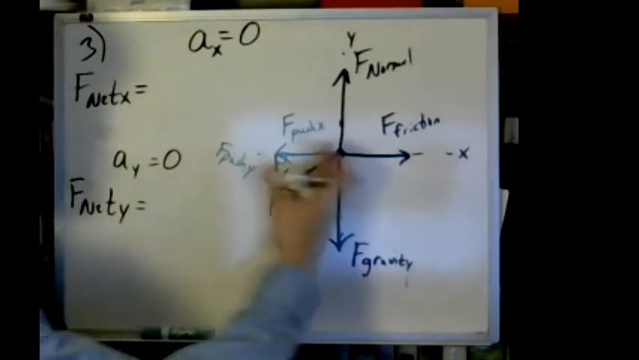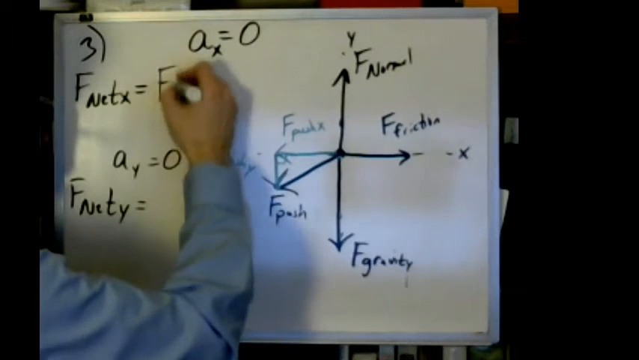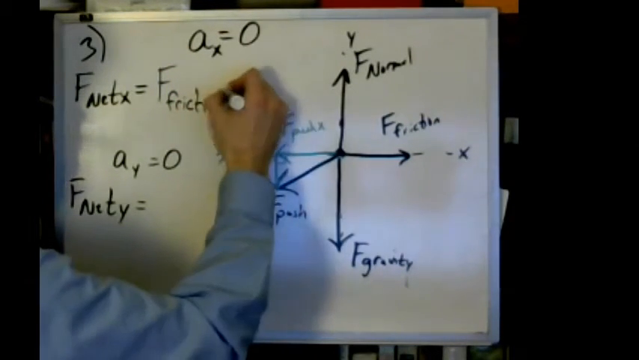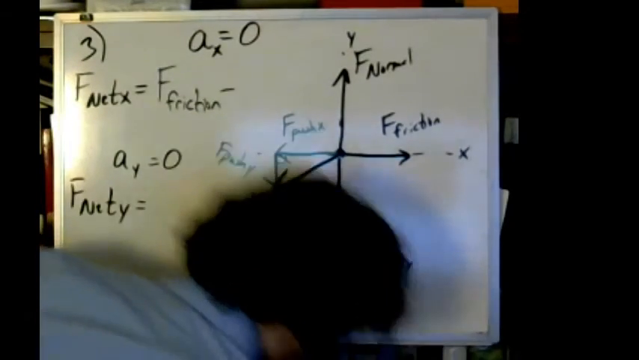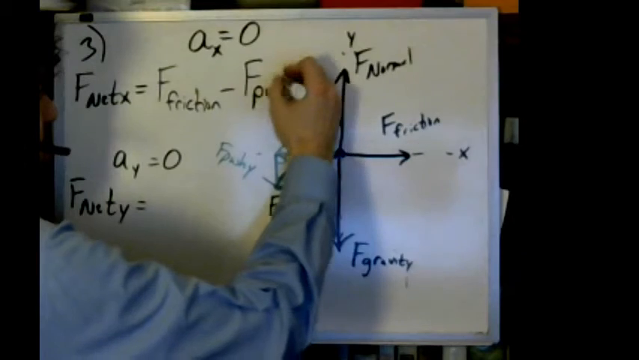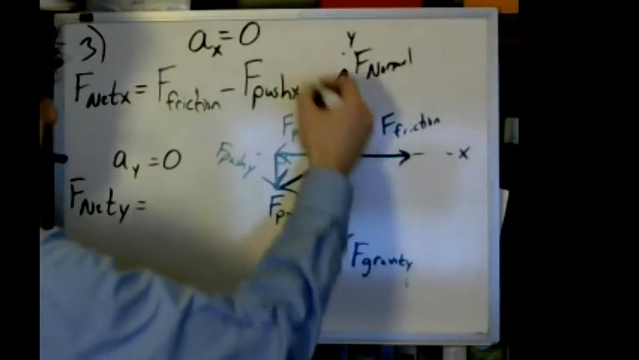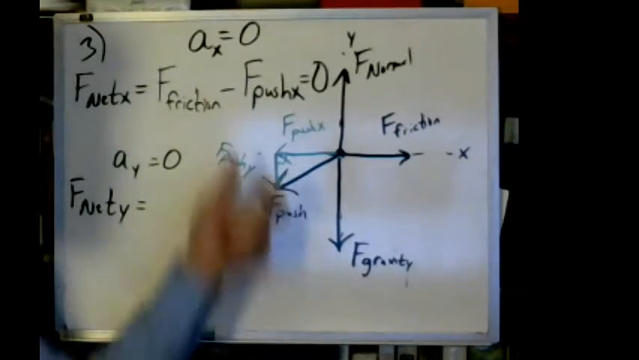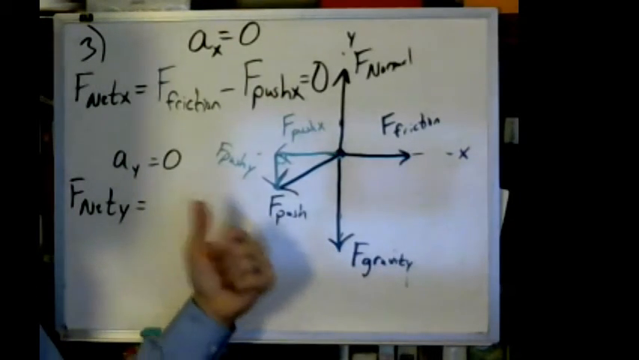Looking in the x direction, we have two forces. We have the frictional force to the right minus the push, which is to the left. We know that has to go to 0 because our acceleration in the x direction is 0.